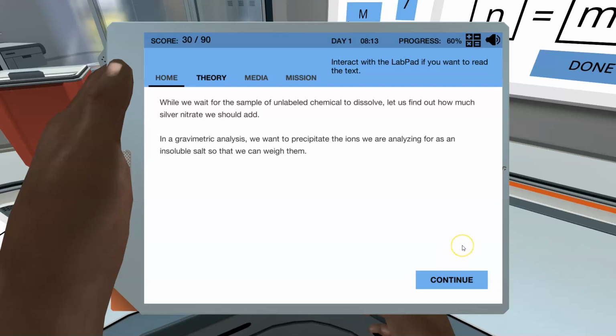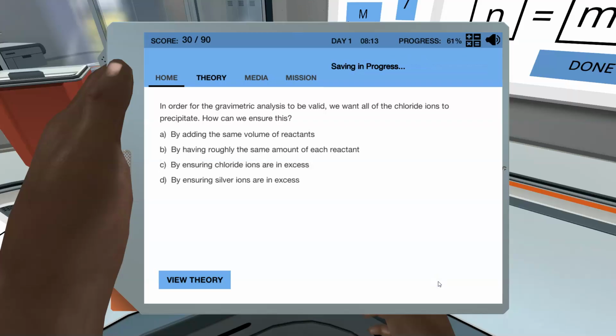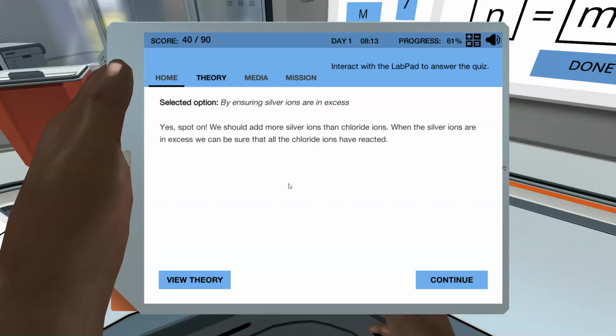While we wait for the sample of unlabeled chemical to dissolve, let us find out how much silver nitrate we should add. In a gravimetric analysis, we want to precipitate the ions we are analyzing for as an insoluble salt so that we can weigh them. In order for the gravimetric analysis to be valid, we want all of the chloride ions to precipitate. How can we ensure this? Yes, spot on. We should add more silver ions than chloride ions. When the silver ions are in excess, we can be sure that all the chloride ions have reacted.